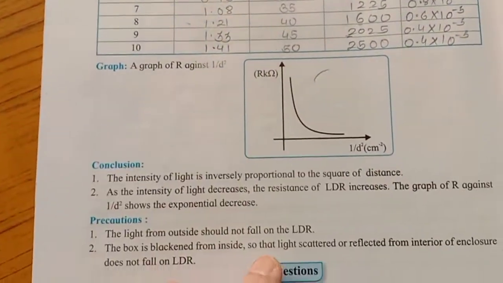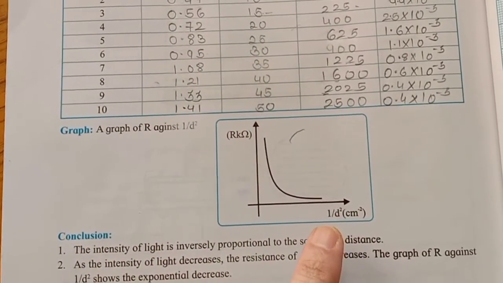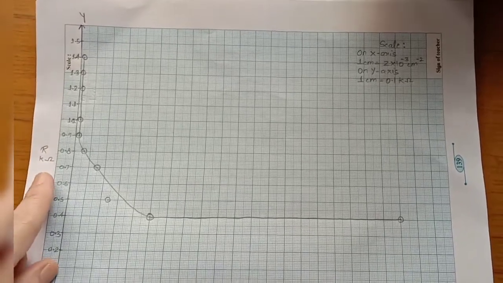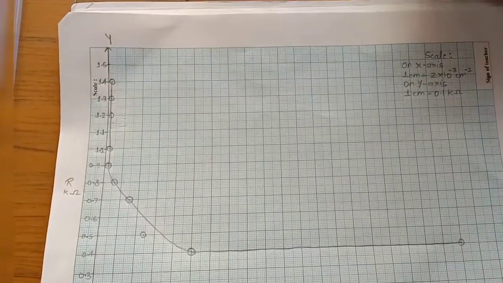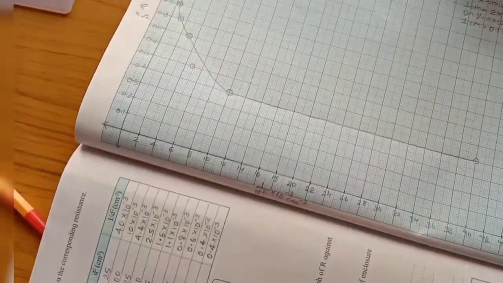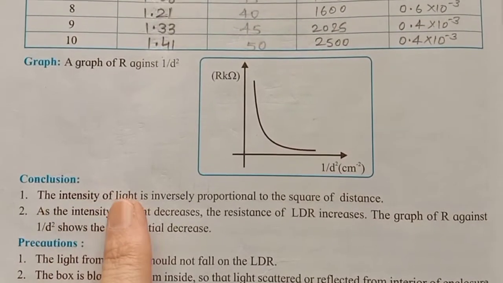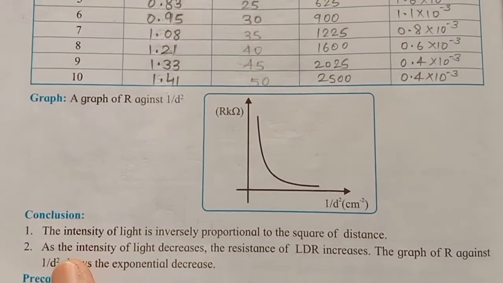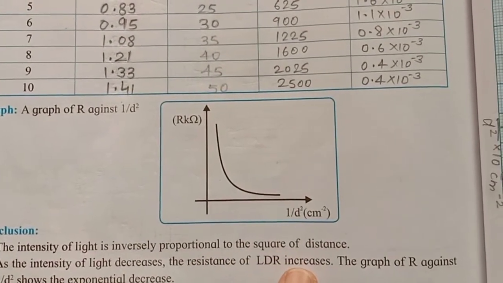Now we will plot a graph of R versus 1 upon d square. We have plotted the graph of R versus 1 upon d square, and it comes as an exponential, that is a concave curve. So we can conclude the result as the intensity of light is inversely proportional to the square of the distance, as well as the intensity of light decreases, the resistance of the LDR increases.